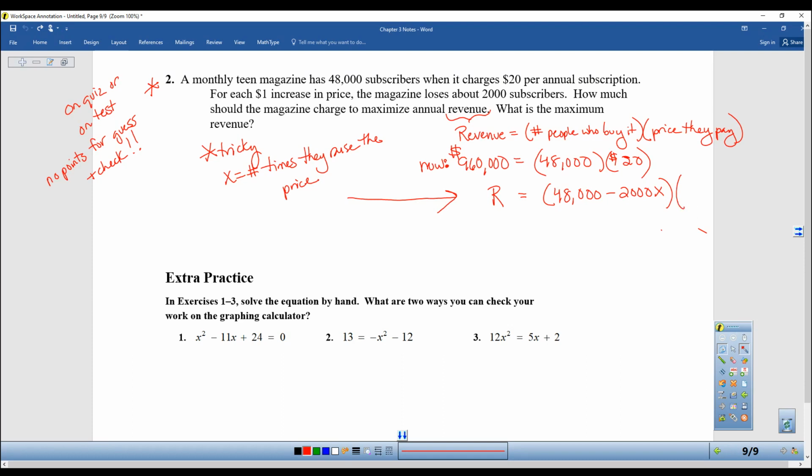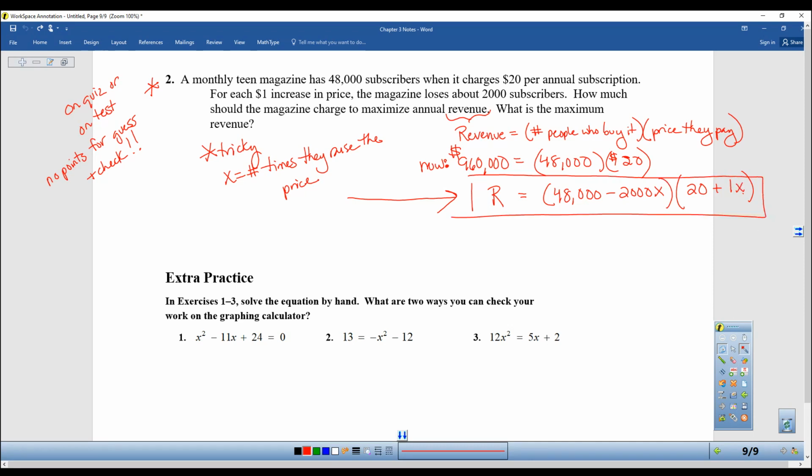And what happens to the price? Well, it was 20, but each time it goes up, it's a $1 increase. So if they raise the price twice, this will be a $2 increase. If they raise the price 3 times, if x is 3, it'll be a $3 increase. This is your equation.